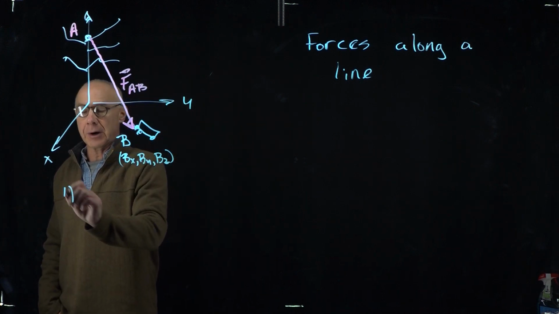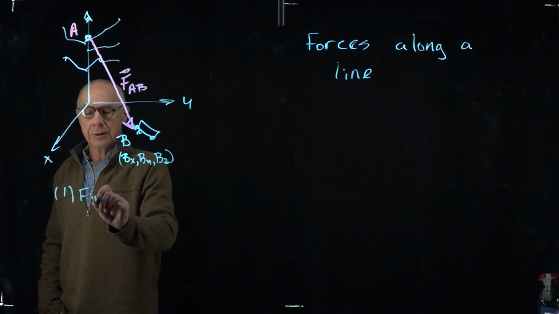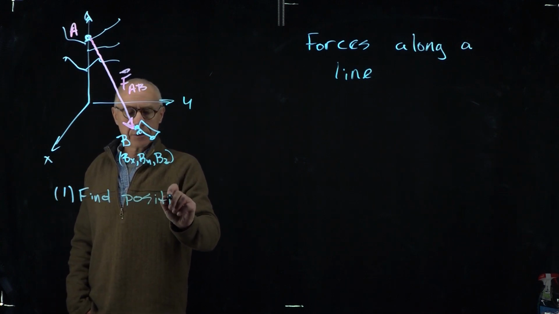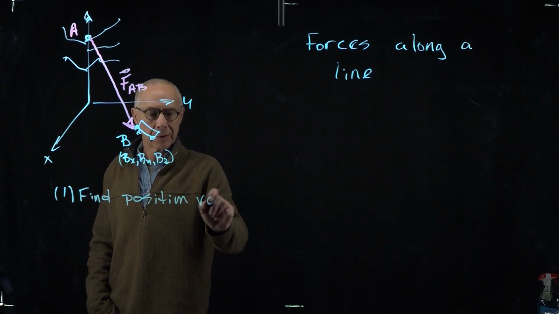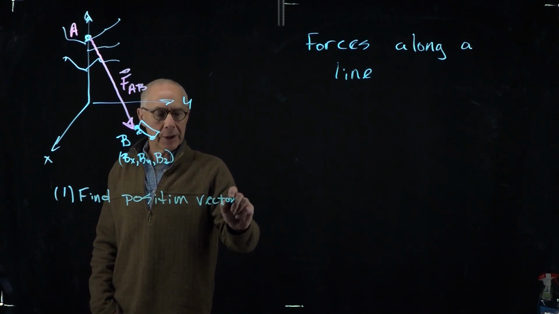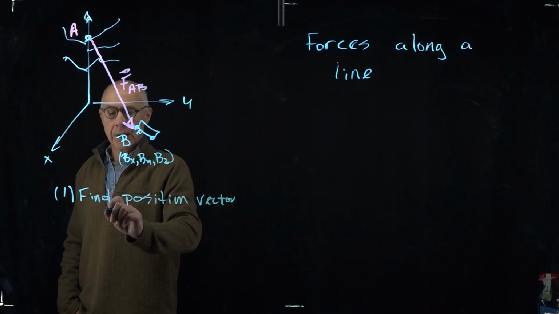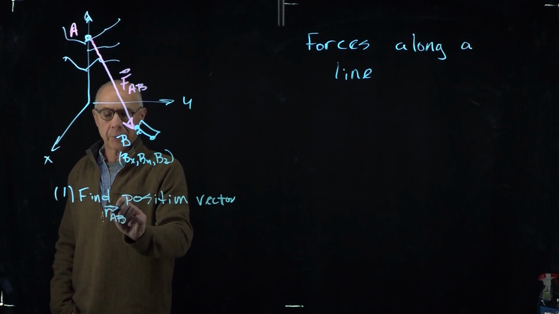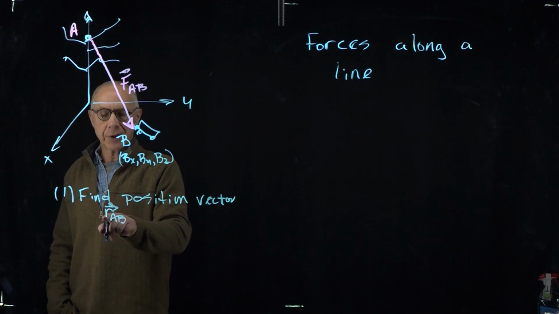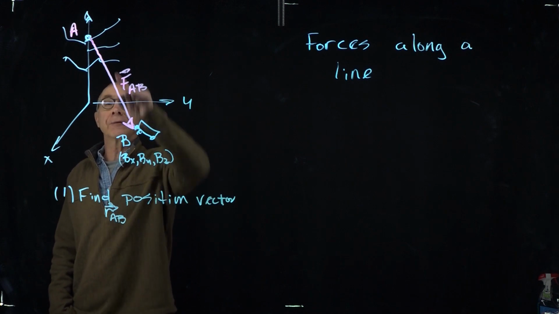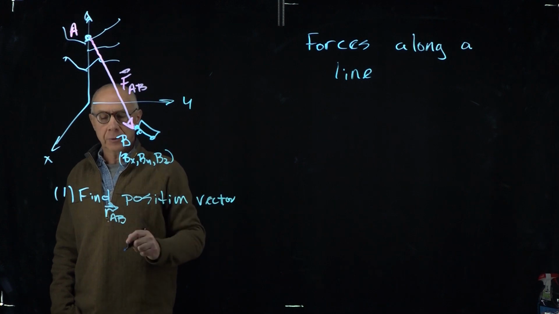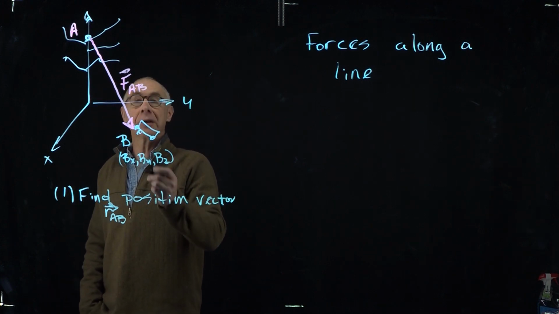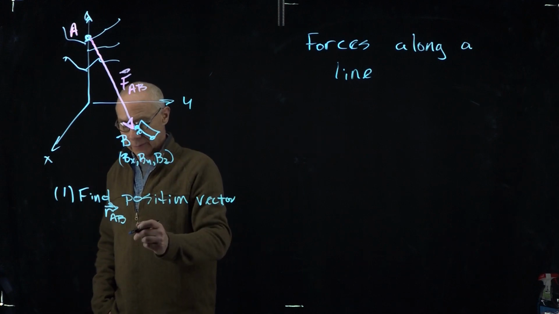The first part is to find the position vector between these two points. And I'm going to call it RAB, as we talked about last time in our previous lecture. So it's the position vector R going from A to B. Okay, so that's a position vector. Remember, that'll have units of length. In this case, it may be meters or feet.